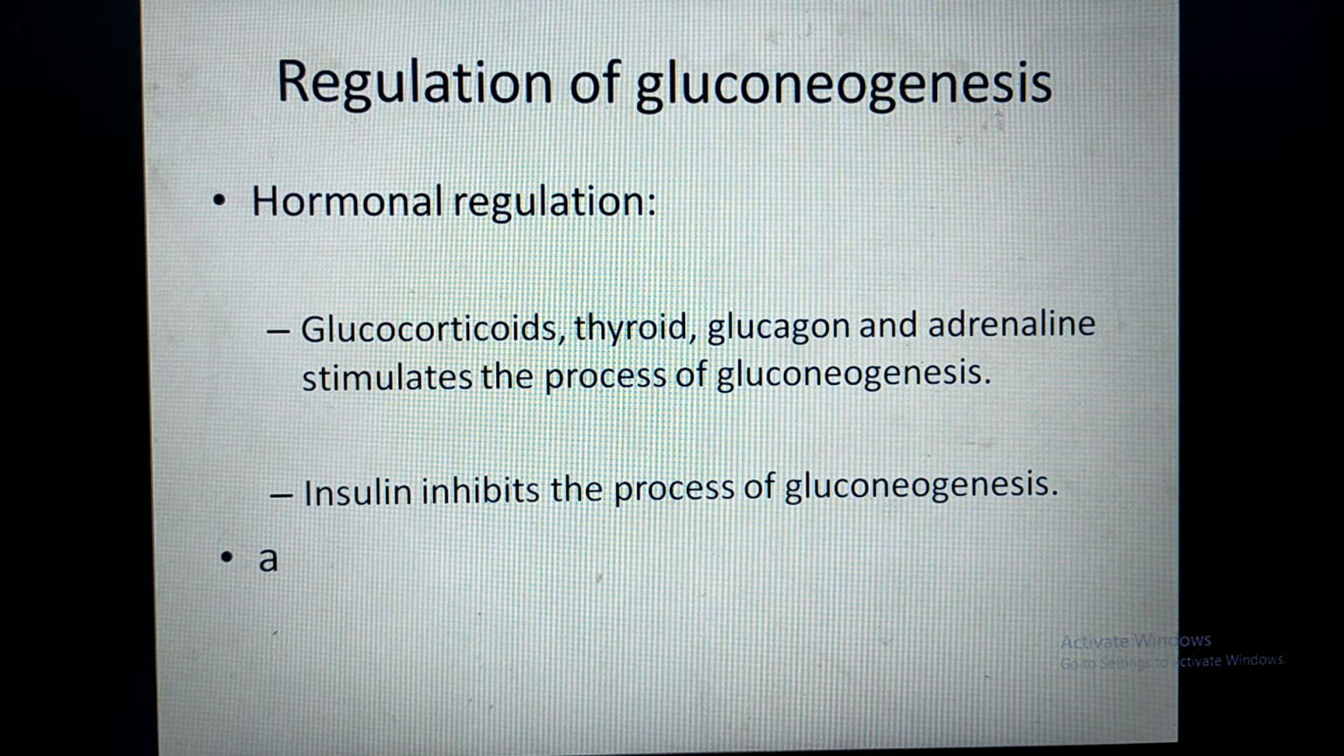Insulin is secreted in the post-meal state. At this stage, the glucose level is high in the body due to absorption from the gastrointestinal tract. So the body does not want new glucose from the gluconeogenesis pathway. Hence, insulin inhibits the process of gluconeogenesis.